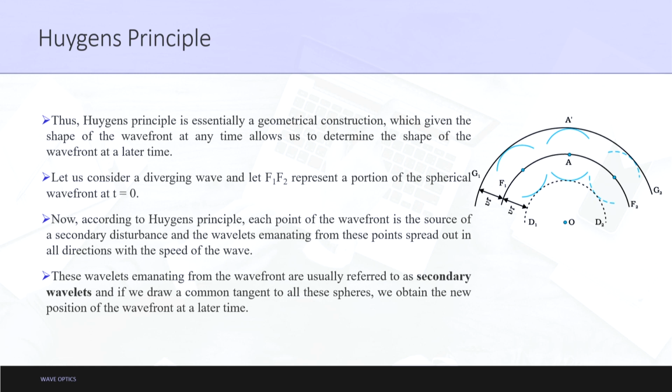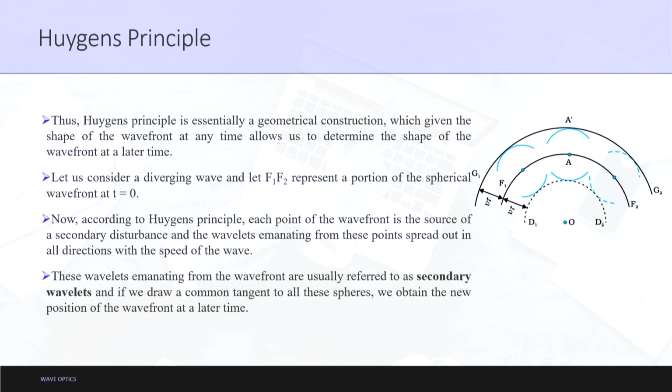Thus, Huygens principle is essentially a geometrical construction. To explain the wavefront, it is a geometrical construction where some circles are made and tangents are drawn, and then we can find the next wavefront at time t equal to tau. Thus, Huygens principle is essentially a geometrical construction which, given the shape of the wavefront at any time, allows us to determine the shape of the wavefront at a later time.